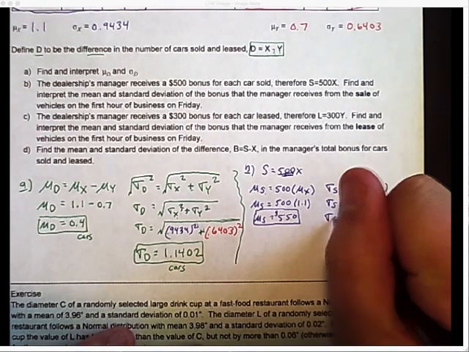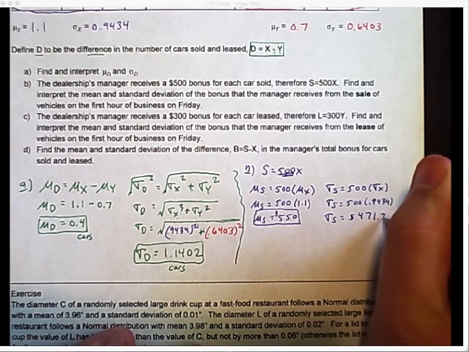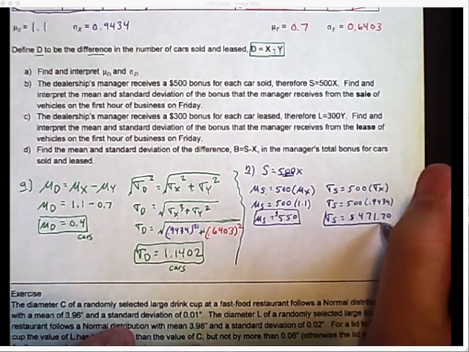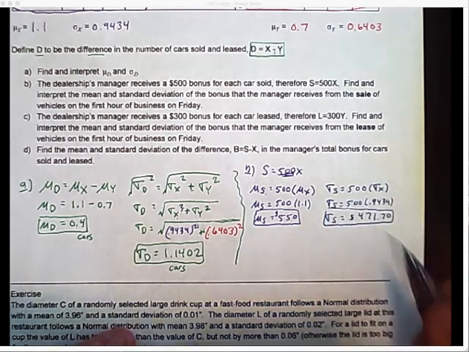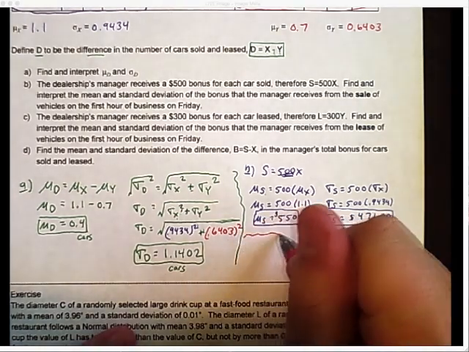Which turns out to be $471.70. So there's a lot of spread. There's a lot of spread there. All right.